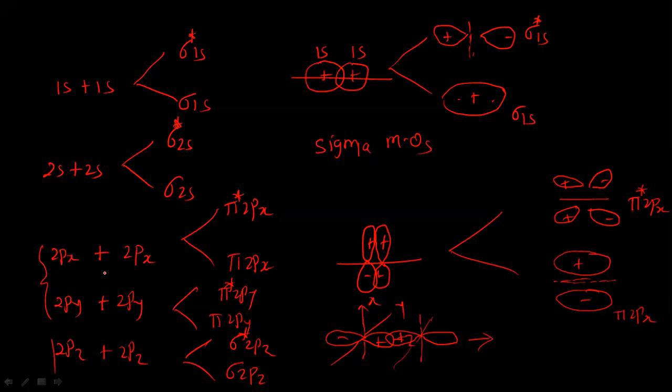There are two types of molecular orbitals, sigma bonding and pi bonding. Sigma bonding molecular orbitals are formed by atomic orbitals whose lobes lie along the internuclear axis. And pi bonding molecular orbitals are formed by atomic orbitals whose lobes are perpendicular to the internuclear axis. So in this lecture we explained the two types of molecular orbitals, sigma bonding molecular orbitals and pi bonding molecular orbitals.